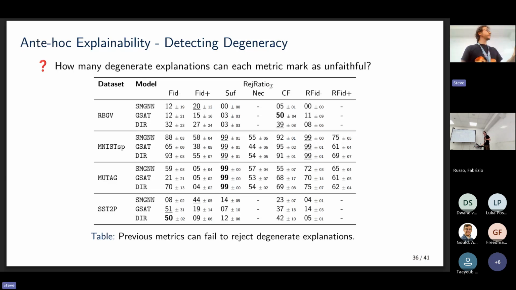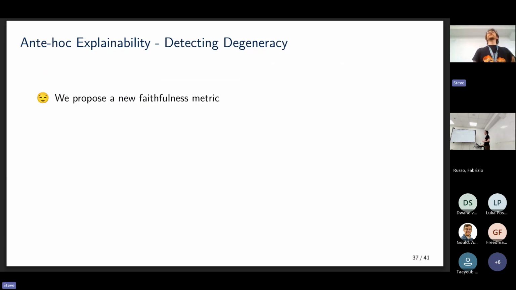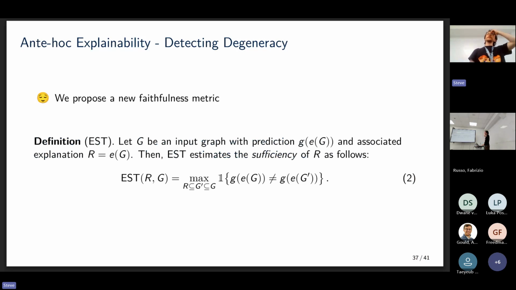But do not despair, because we propose an unfaithfulness metric. So jokes aside, to address this problem, we propose a new metric that we call the extension sufficiency test, that works pretty much the same as the previous ones, but with a couple of caveats more.